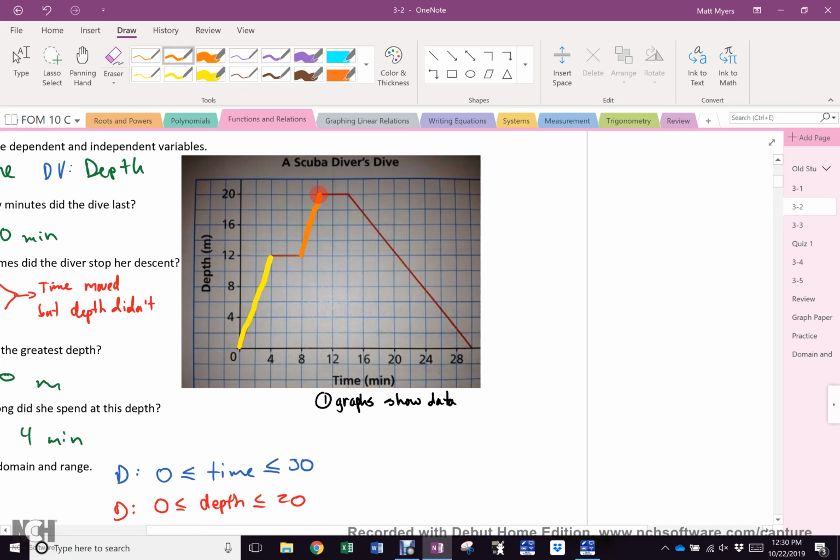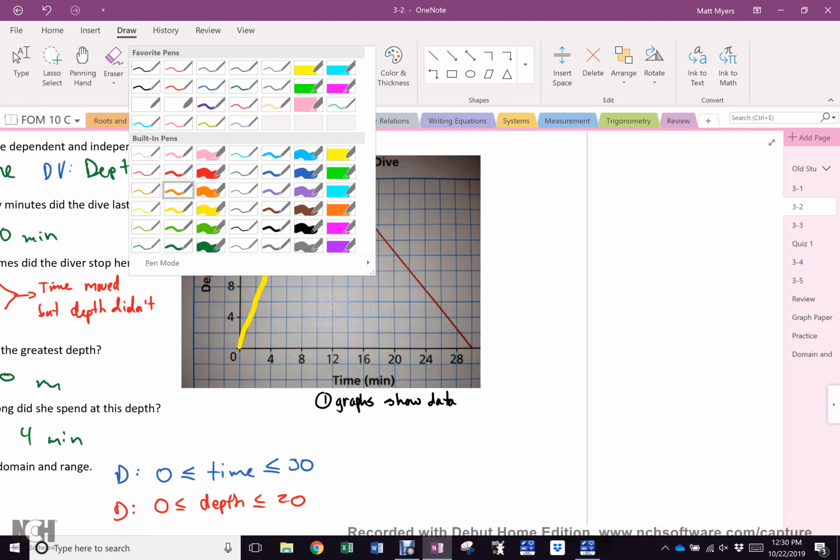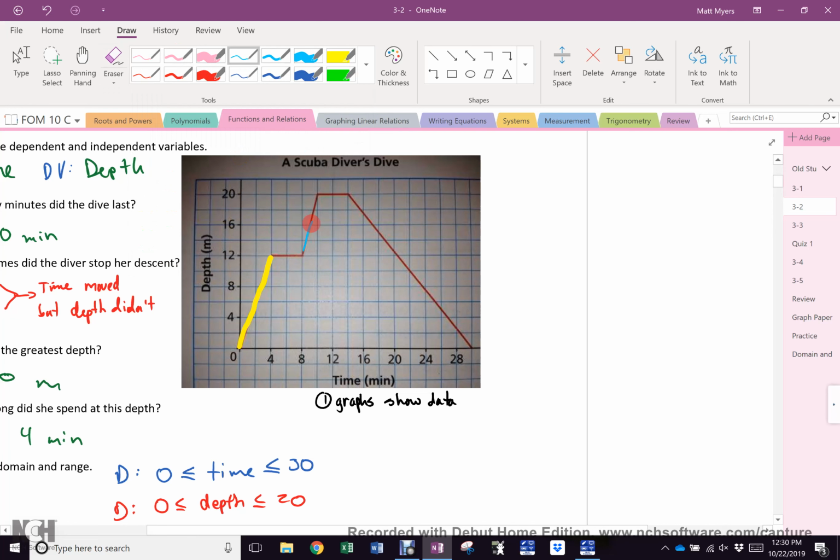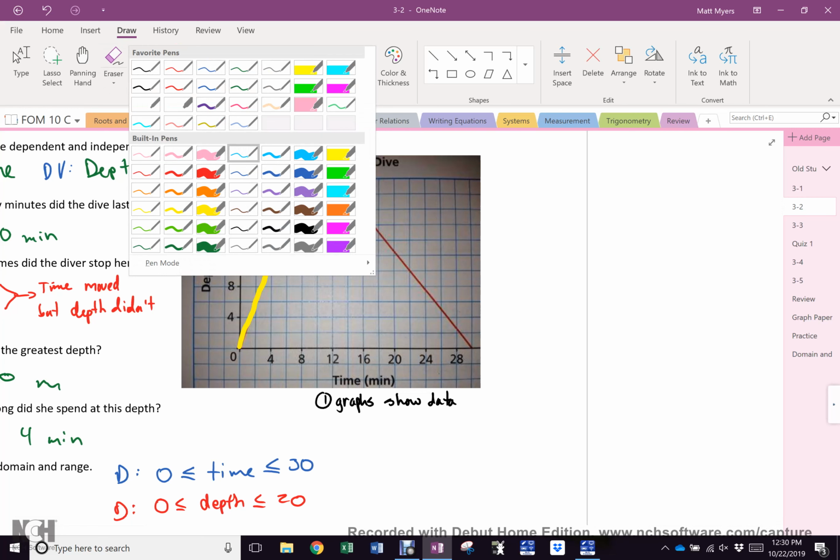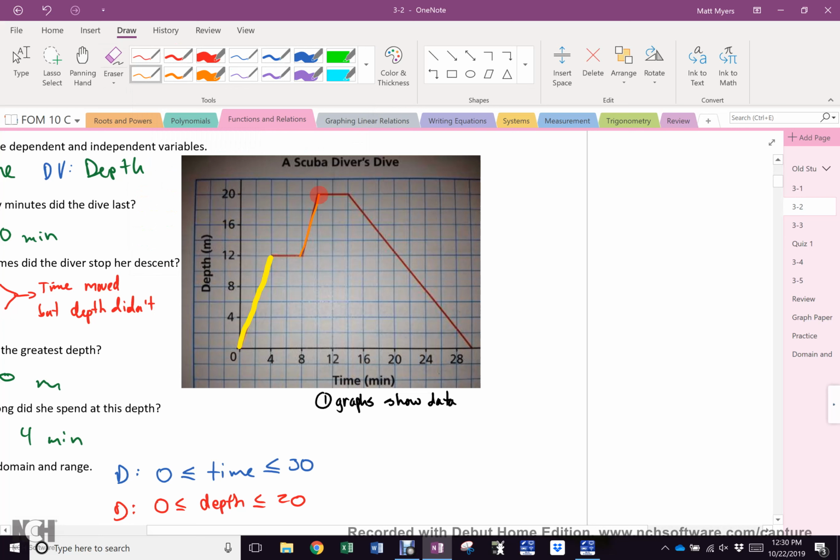Actually, that's not bright enough. I want to use bright colors. Really? The orange was better? Okay, just say so. Jeez. 1, 2, 3, 4, and then I would say there's a fifth. Actually, I would say 5 right there. Everyone agree?